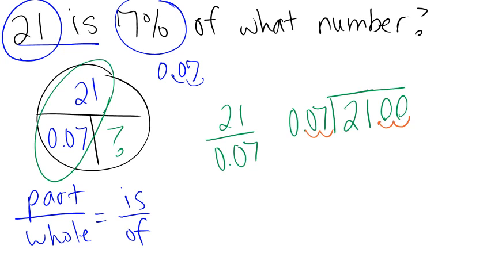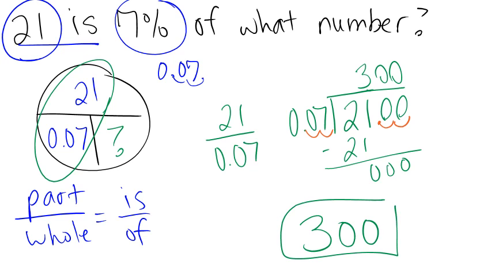So 7 goes into 21 3 times. Multiply, subtract. I have a 0, doesn't go in there. 0 doesn't go in there. So 21 is 7% of the number 300.